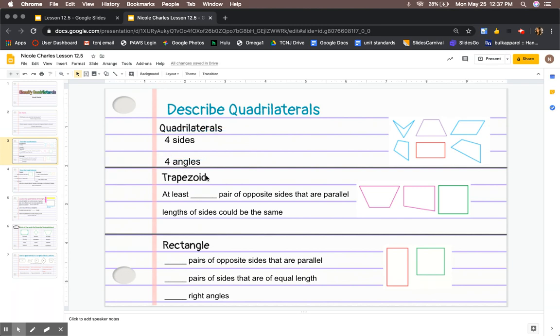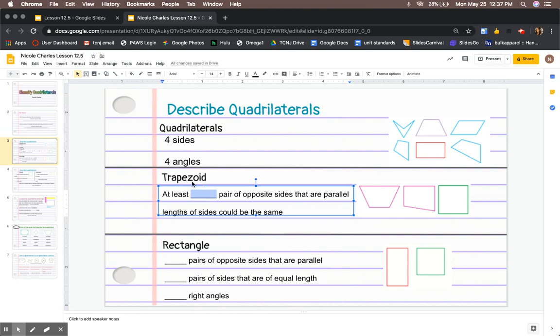So now we're looking at trapezoids. Trapezoids have at least blank pair of opposite sides that are parallel, and the lengths of the sides could be the same. So let's try to find the parallel lines in trapezoids and see how many pairs they have. Looking here, this is a pair. Now we have to ask ourselves, what are parallel lines? Are these parallel? Do you think that they're parallel? What about these? So we can conclude that trapezoids have at least one pair of opposite sides that are parallel.